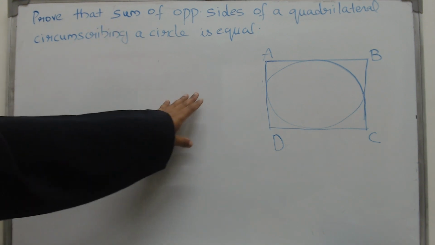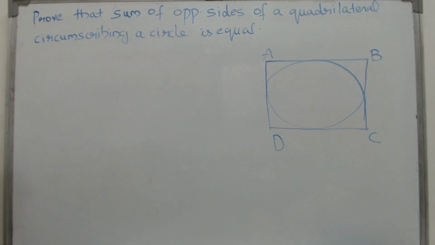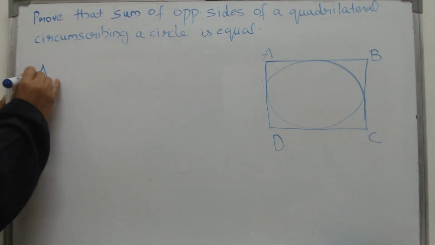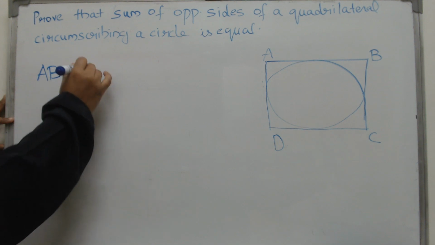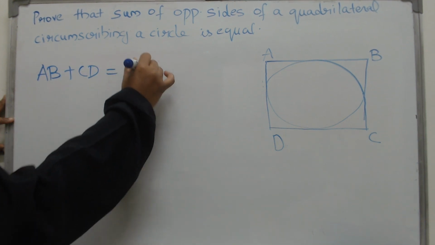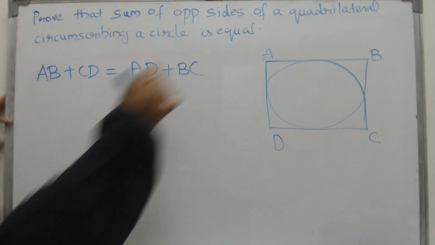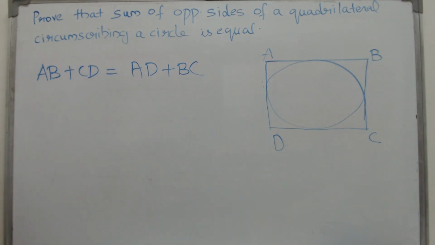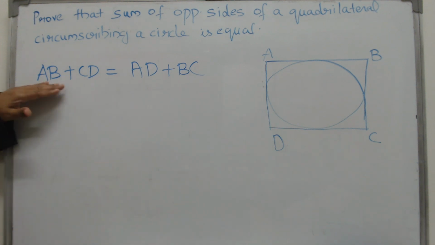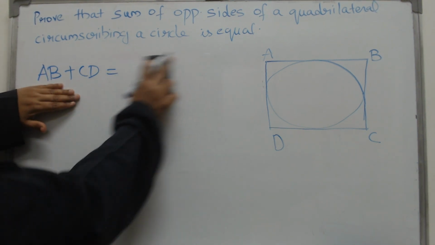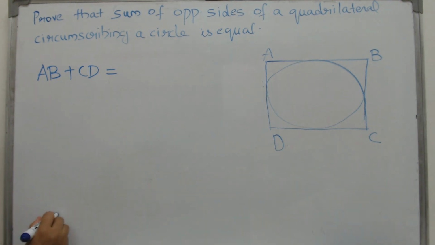Or in this case, if you consider A, B, C, D, what are the opposite sides? First is AB and CD and the other is AD plus BC. Now the sum of the opposite sides is equal. That is what we have to prove. Or in other words, if we start with this LHS, we should end at such a result.